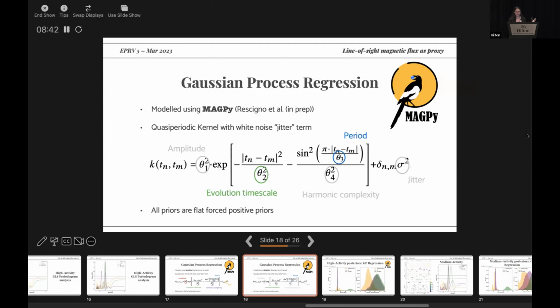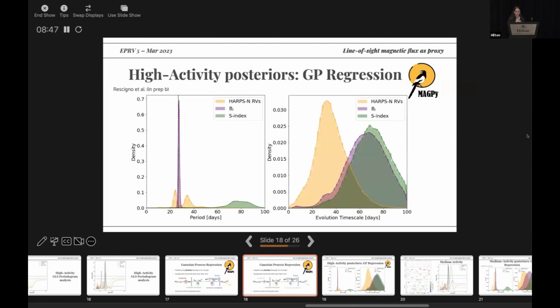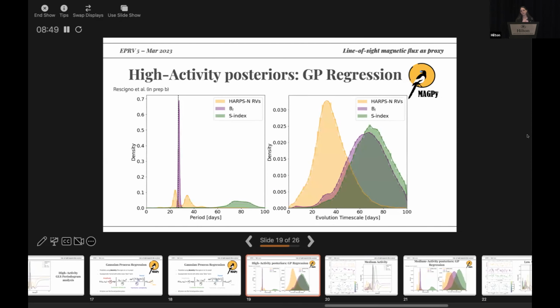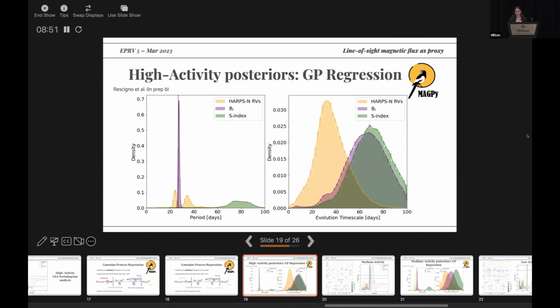So how do we do? Let's do a GP regression and let's look at the posteriors. This is what the posteriors for period and evolution timescale look like for the high activity case. As we can see, the polarized magnetic flux is very well modeled by a single Gaussian process with a quasi-periodic kernel, and it nicely peaks at the rotational period of the Sun, here indicated by a dashed black line.